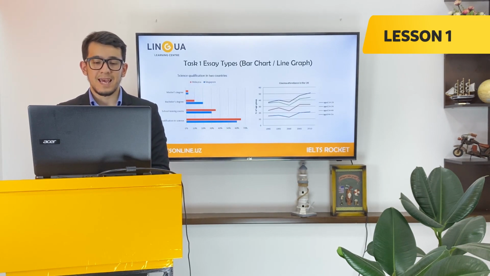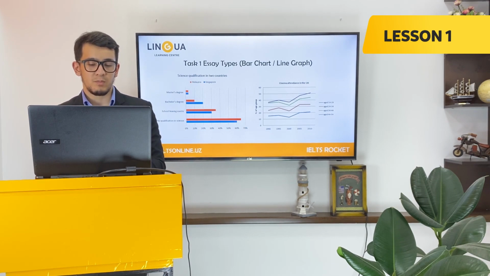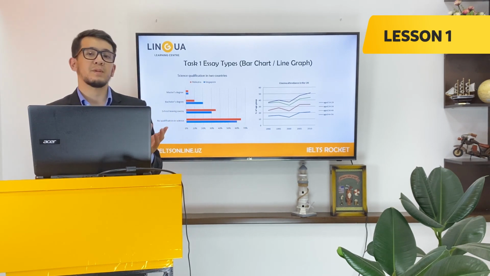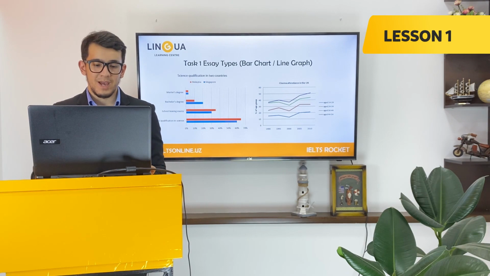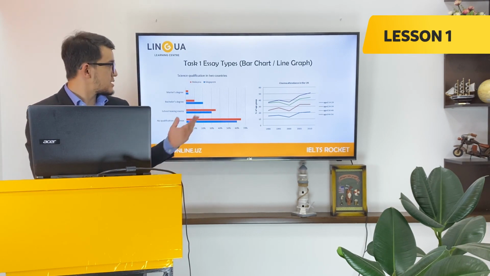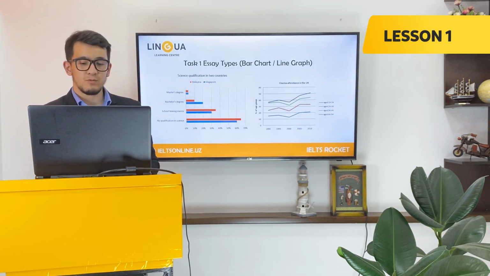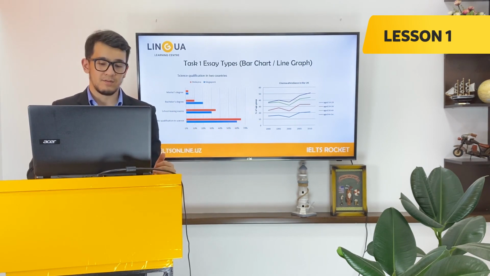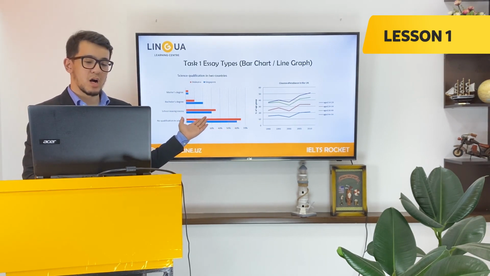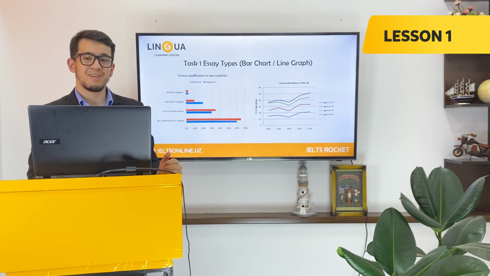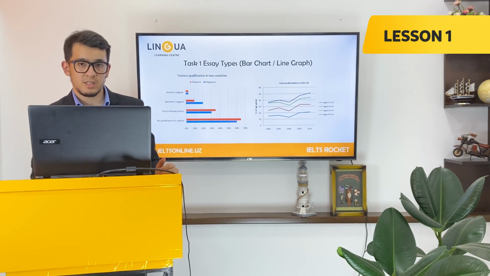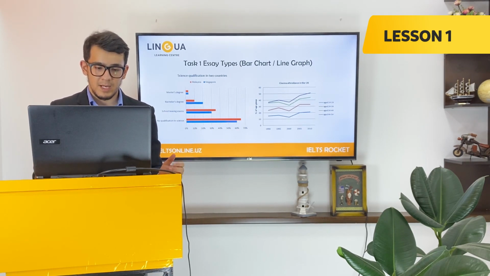Now let's take a look at the essay types. First of all, we're going to start from task 1. This is what I talked about when I said visual information. As you can see here, we have something called the bar chart. This is the first task right here, and we have something called the line graph. So basically here we have the bars, and there we have the lines. That's why they're called the bar and the line graphs right here.